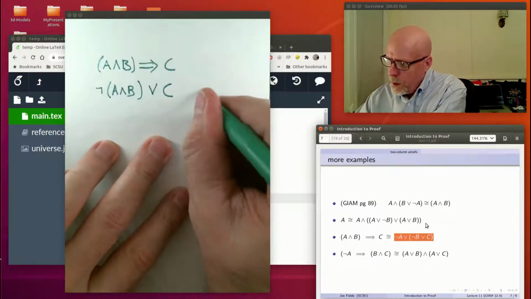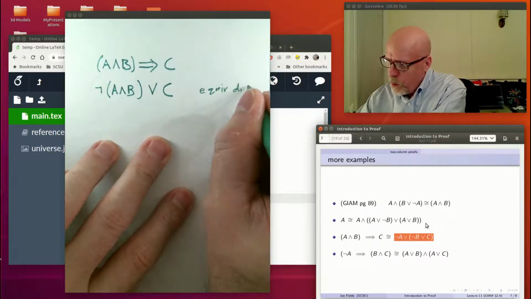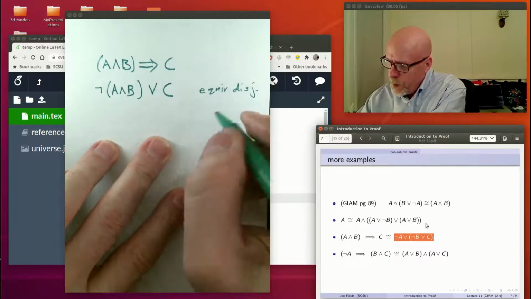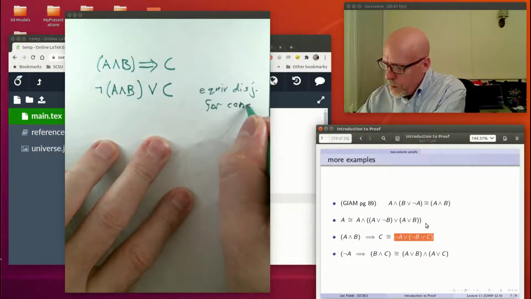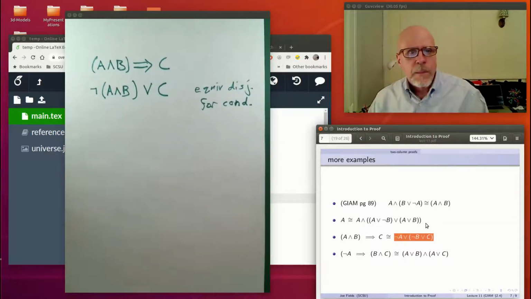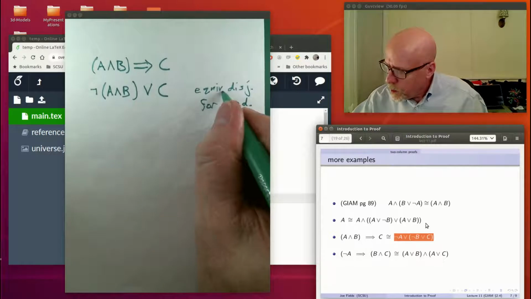That's the equivalent disjunctive form for a conditional sentence. A lot of abbreviating there. Equivalent is also abbreviated.